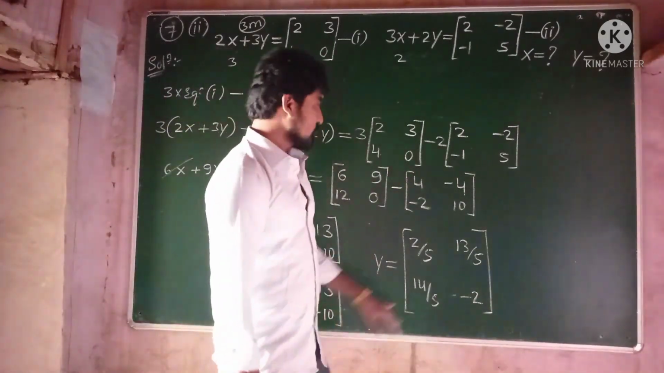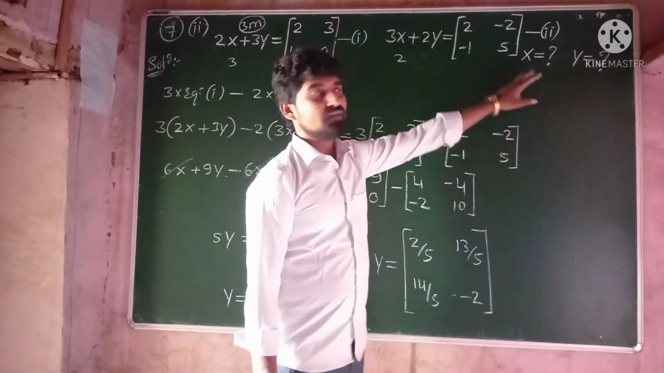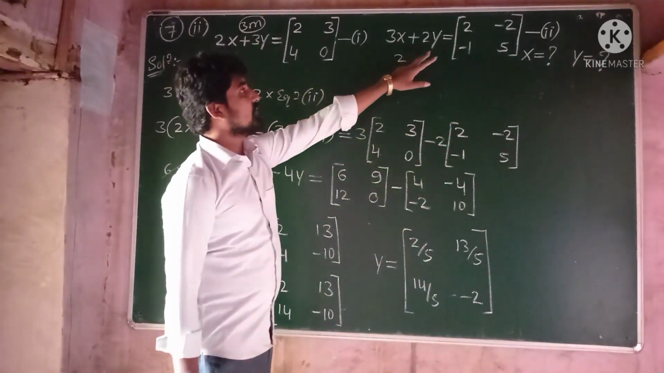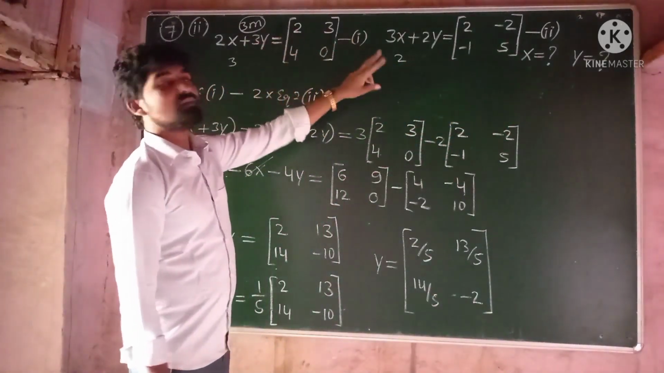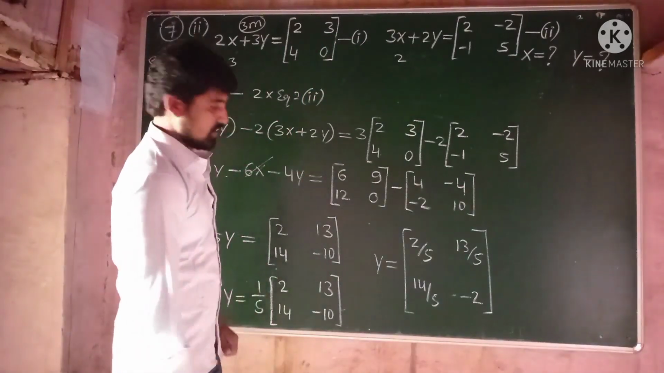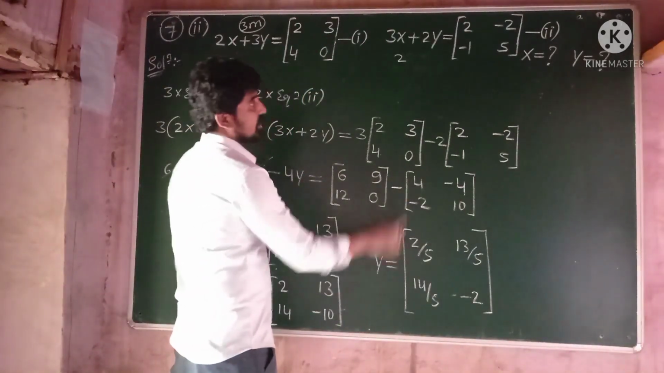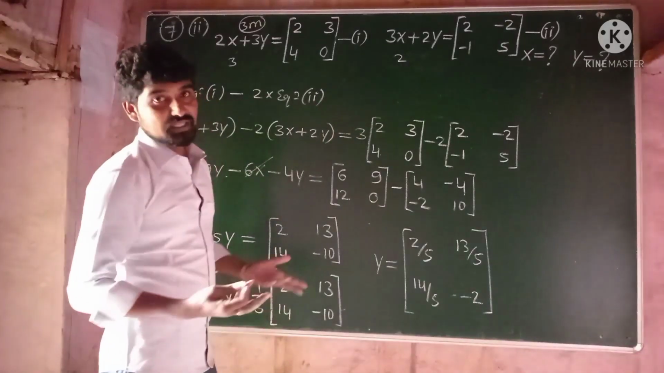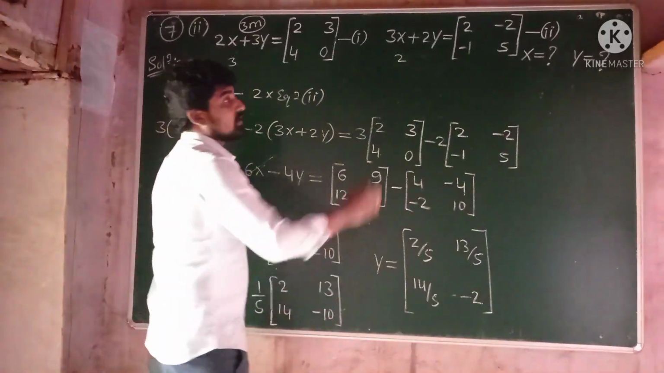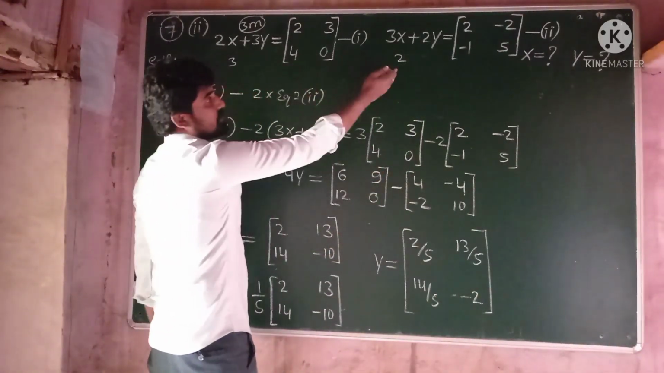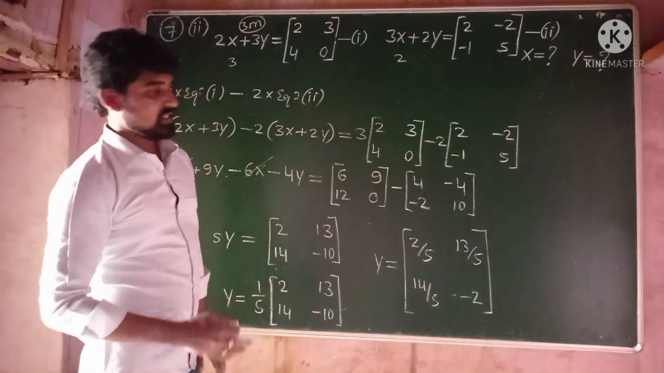And similarly, to find matrix X, we need to equate the coefficient of matrix Y on both the equations, or we need to substitute matrix Y in any one of these two equations. So the easiest method is to equate the coefficient of the matrix on both the equations.